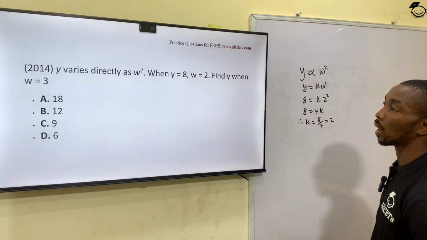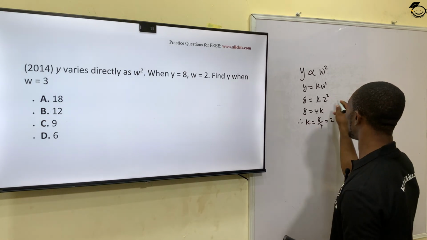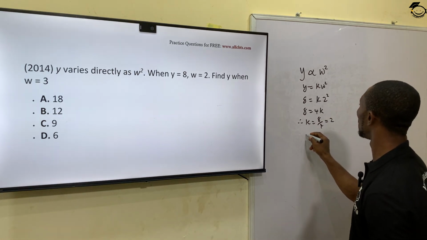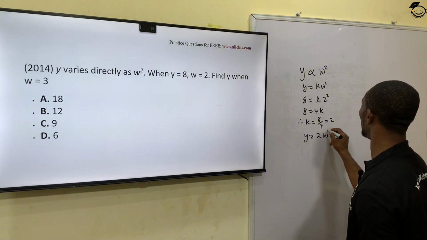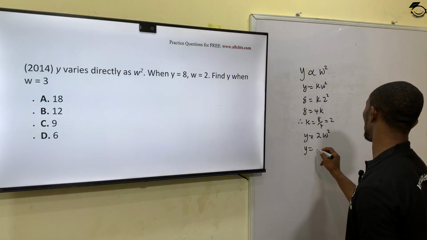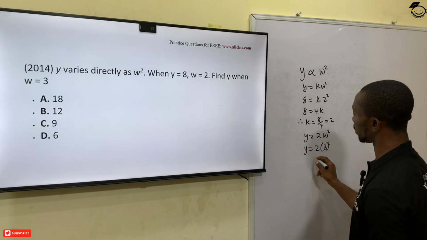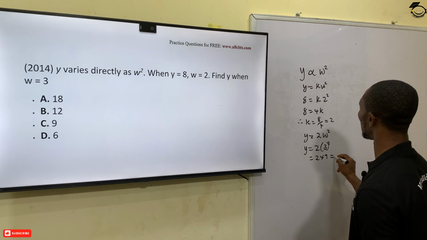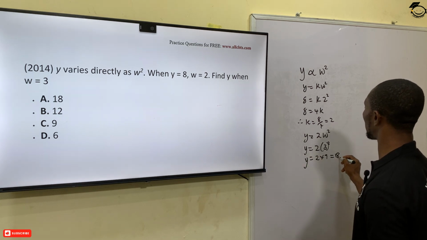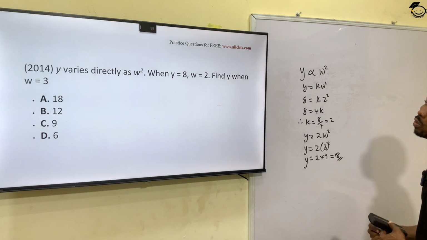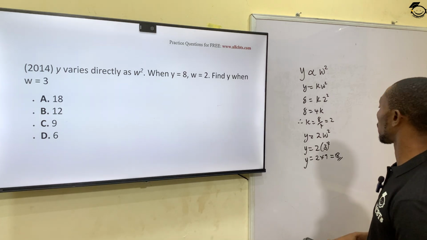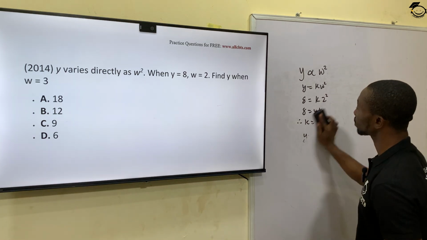Now, it says find Y when W is 3. So back to our relation, Y equals 2W squared. So Y would be 2 times 3 squared, and 3 squared is 9, which is 2 times 9. So Y equals 18 when W is 3, which is our option A.